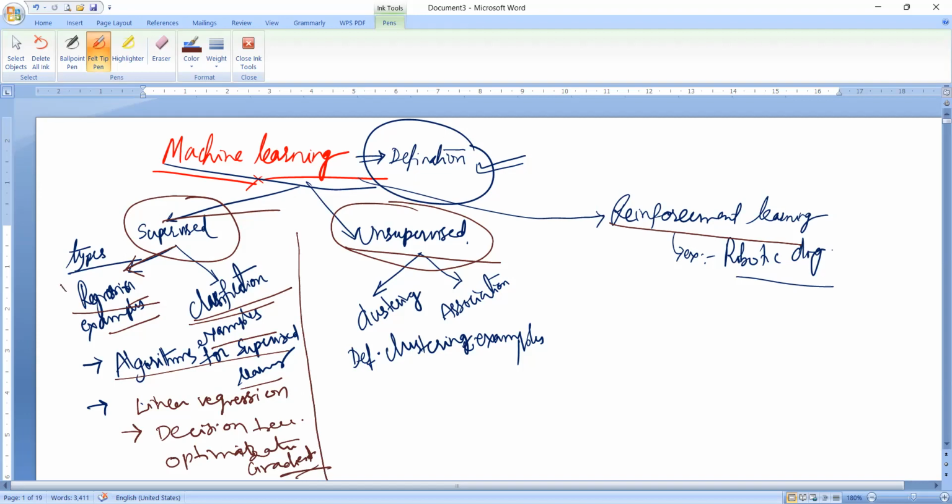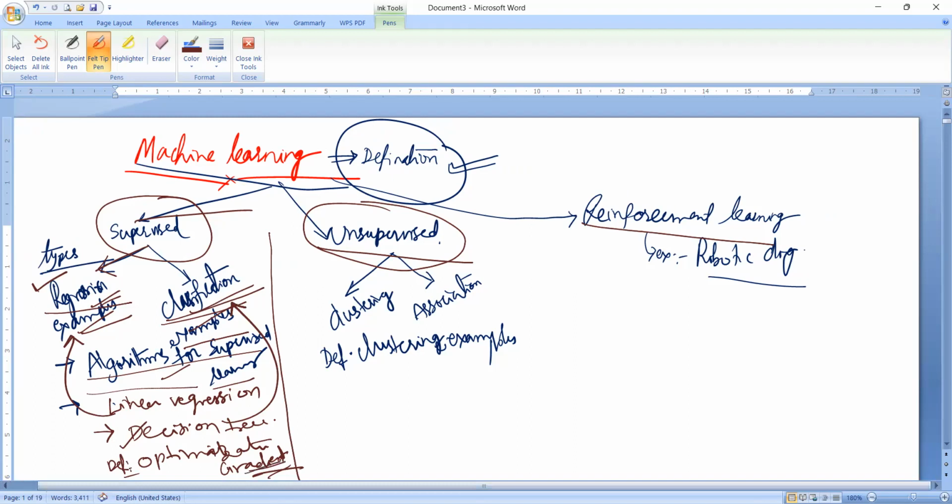First, we have to study the definitions of regression and classification and their examples. Next, what algorithms are used in supervised learning techniques and how they work. Next is the definition of linear regression, and second, the definition of decision trees. Linear regression is used in regression techniques, and decision tree is used in classification. Next, optimization, which is also a definition. After that, the gradient descent algorithm. There is some explanation and some small mathematics, and I'll explain the gradient descent algorithm.